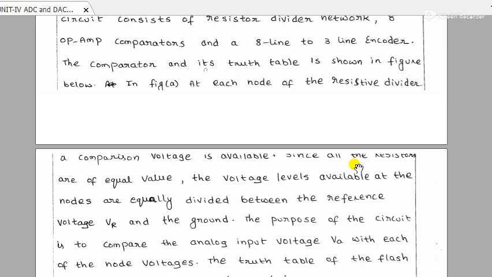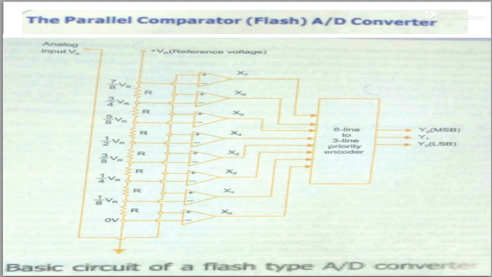Now let us see the circuit for the flash type A to D converter. This is the basic circuit of the flash type A to D converter. So totally 8 comparators are needed. This is comparator 1, this is comparator 2, 3, 4, 5, 6, 7, 8. So totally 8 comparators are required for this flash type A to D converter.